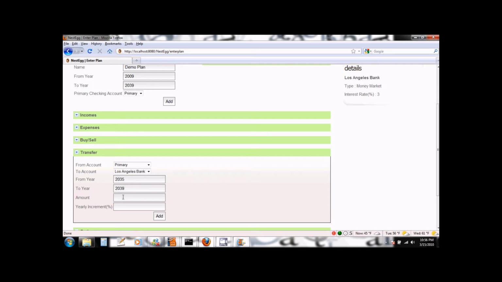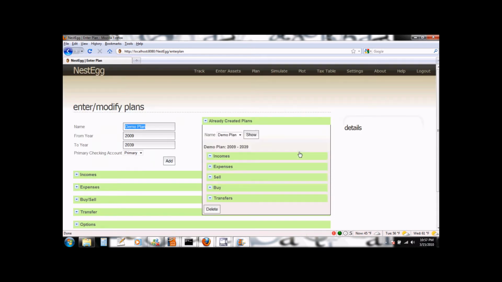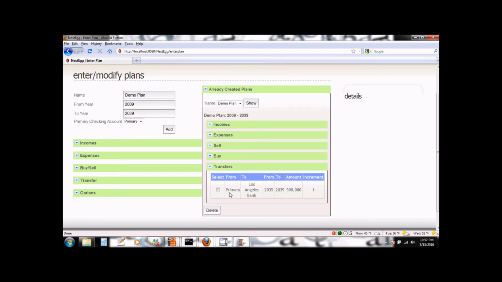And let us say we transfer $700,000. I know this is a ridiculously large amount of money, but I'm just doing this to prove my point about how you can transfer money. So let's decrease it a little. Let us say $500,000 in a money market. How's that? And let's click on add. And now we look under transfers. We can see that we are going to transfer money from the primary account to the Los Angeles bank money market between the years 2035 and 2039, starting with $500,000 and increasing it by 1%.